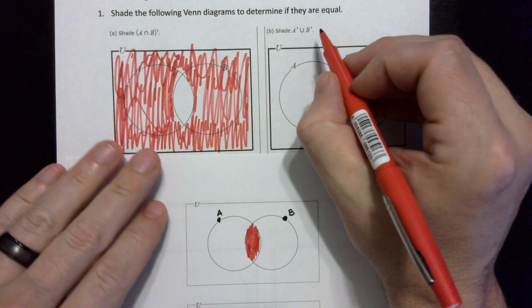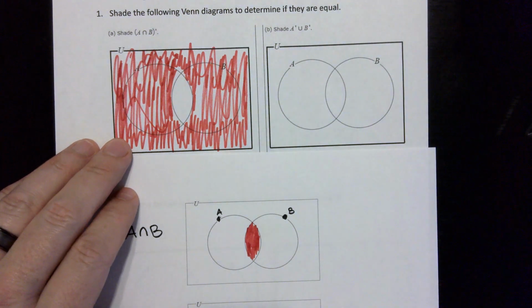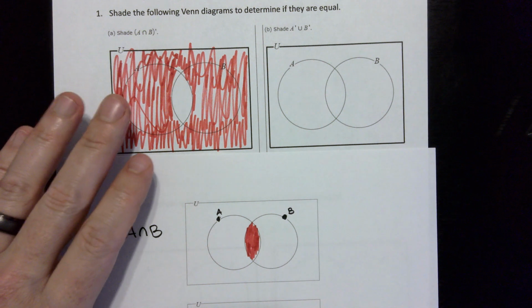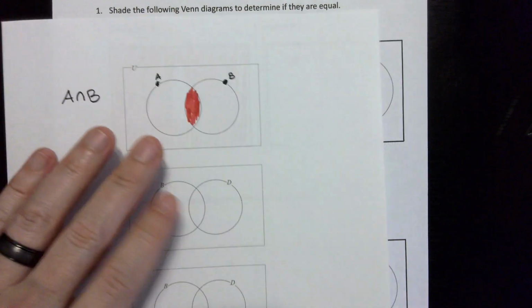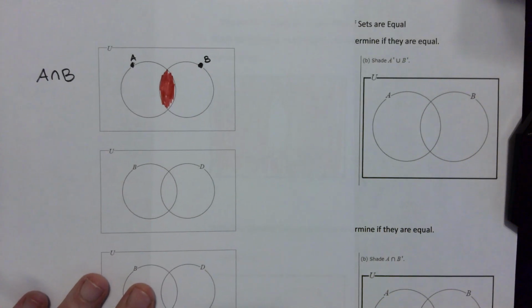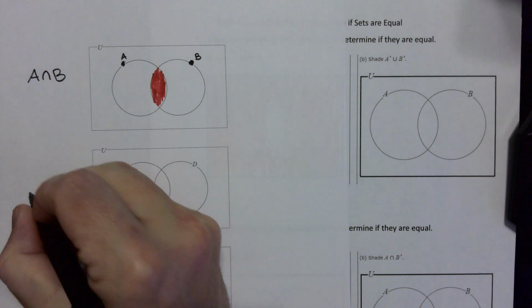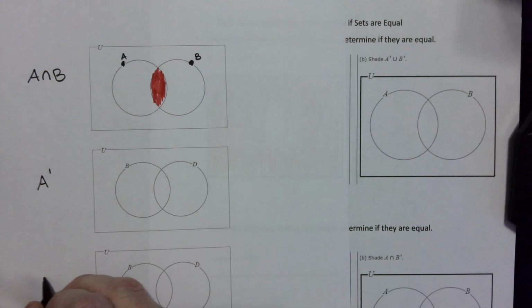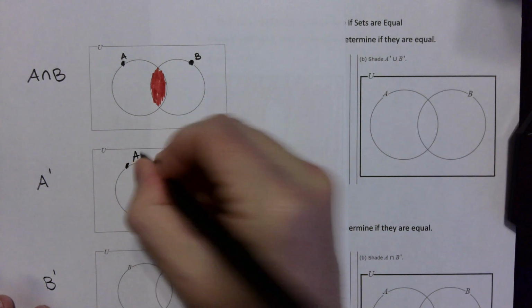It says shade A complement union B complement. Okay, so let's figure out what A complement and B complement are first. So let's go down here to our, let's move this over a little so you can see still. Okay, so we're going to first do A complement and then B complement. Okay, so A complement is everything, and again, these should say A and B. Apologize for that.